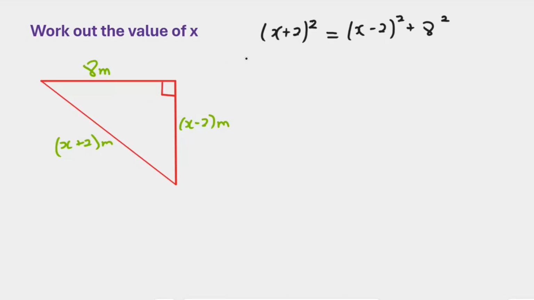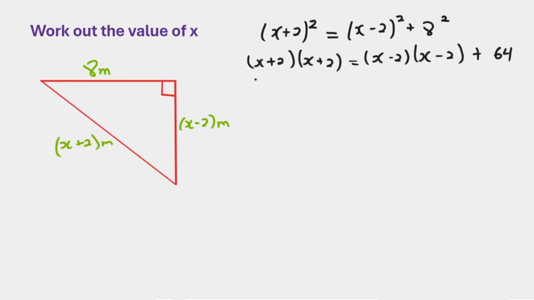So that's going to be x plus 2 multiplying x plus 2. And it's equal to, the same thing applies to this, x minus 2 multiplying x minus 2. Plus a squared is going to be 64. And we have to multiply these two binomials. We can use the distributive property, or you can decide to FOIL it, and you get your answer.